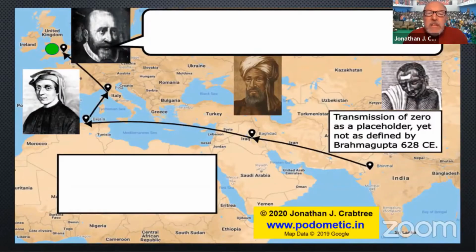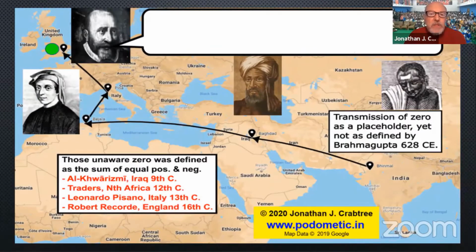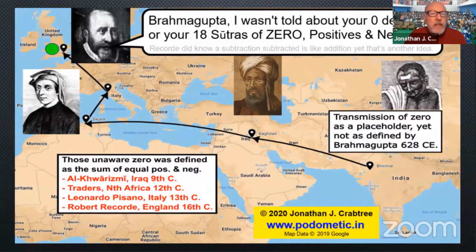We've got, in 628, Brahmagupta's definition of zero as the sum of equal and opposite quantities. And then it travels over to Al-Khwarizmi in the 9th century in Baghdad. And from there off to Northern Africa, it goes to Fibonacci and then eventually to Robert Recorde in England. So we see Robert Recorde here. Brahmagupta, I wasn't told about your zero definition or your 18 sutras of zero, positives and negatives.